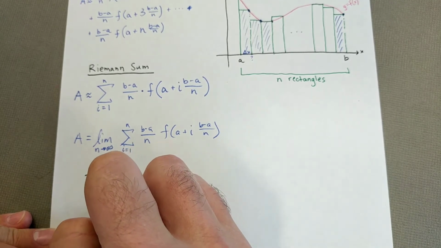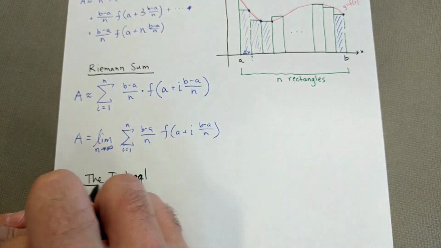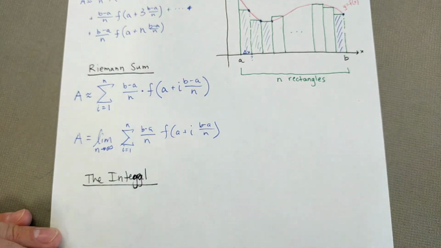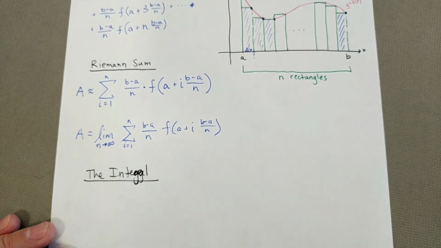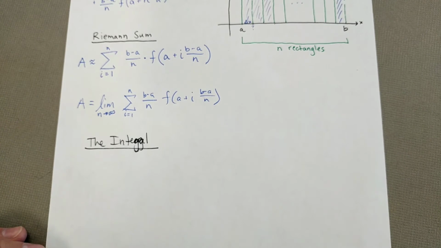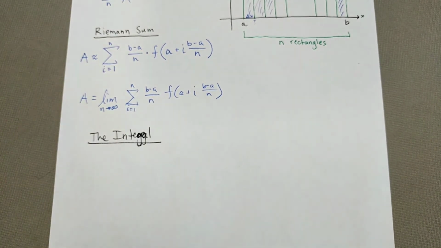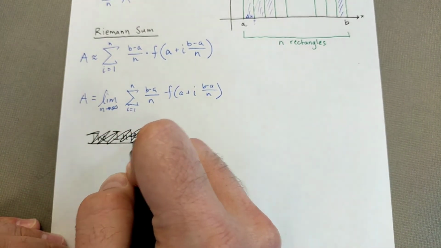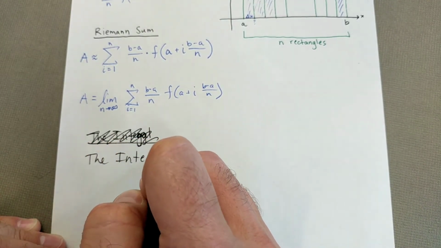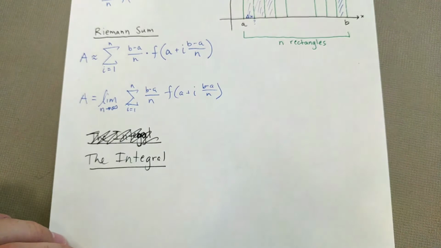Oh boy, I can spell. Integral. Integral. Yikes. Okay, well, I-N-T-E-G-R-A-L. I started spelling integer, and so I got bad there. Here, I'm just going to do it again. The integral. There we go.